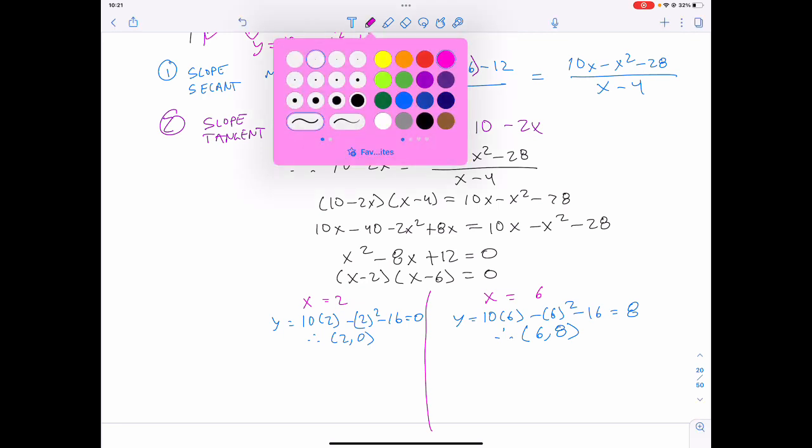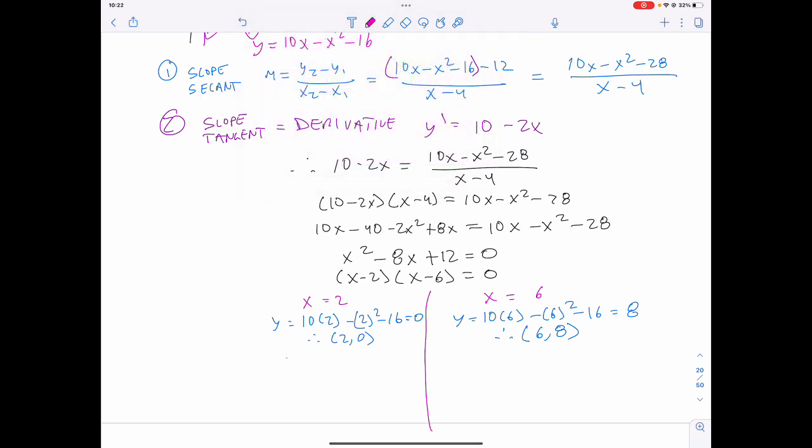Now, if the slope is equal to 10 minus 2x, then it's going to be 10 minus 2 times 2, which is 6. If my other slope is equal to 10 minus 2x, or 10 minus 2 times 6, then that's going to give me a slope of -2.